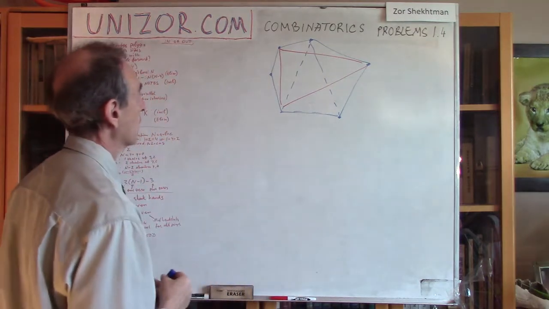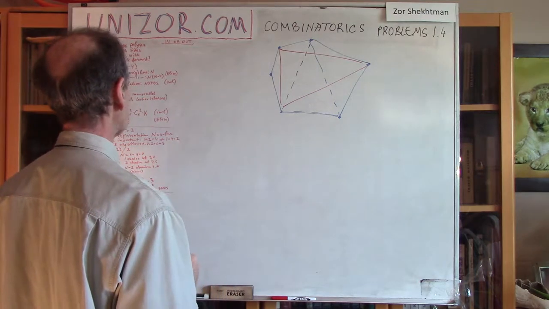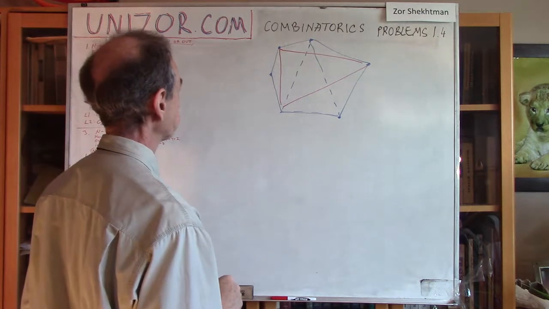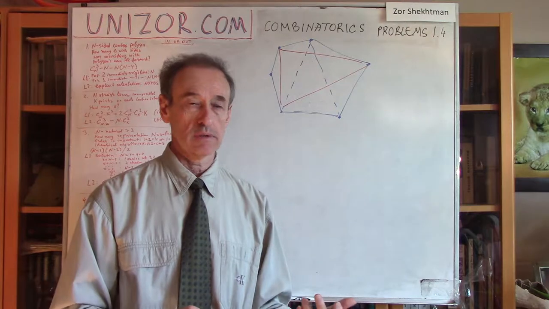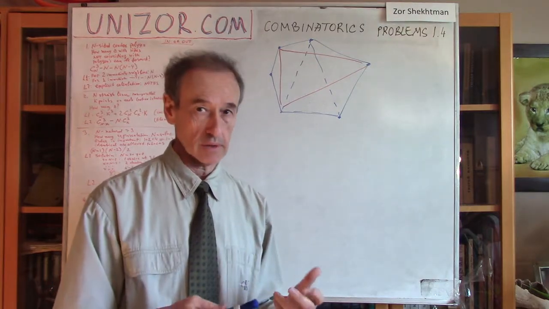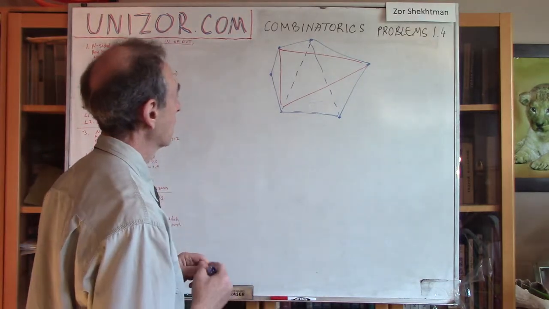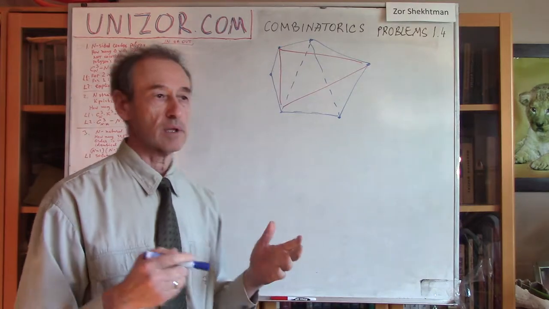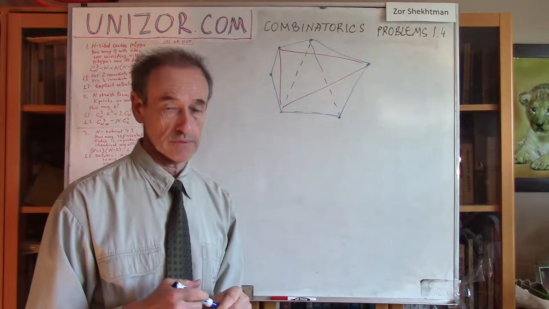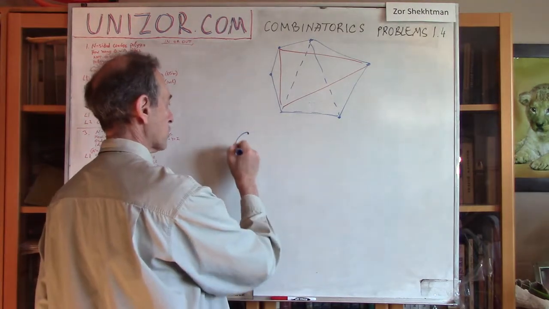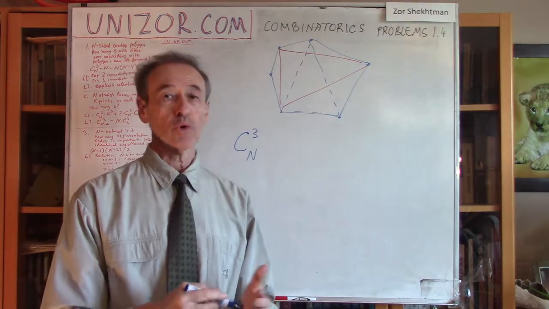Okay. So, how can I count them? Well, let's do it again in two different ways. First, let me try the exclusion method. I would like to exclude from all the triangles those which have common sides. Okay? Now, how can we do it? The number of triangles which I can form using n different vertices of the polygon is obviously the number of combinations from n to 3. So that's my initial number of triangles.